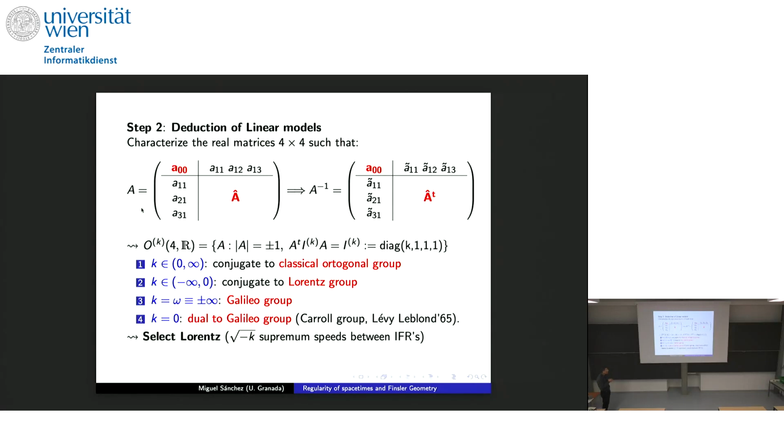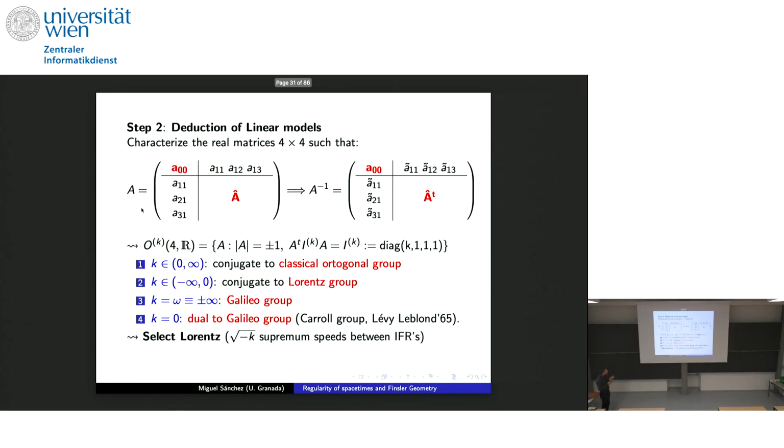on a parameter k. When this parameter k is positive, one obtains the classical orthogonal group. When it's negative, the Lorentz group, which is the infinitesimal Galileo group. And when it is zero, the dual of the Galileo group, which was called the Carroll group by Lévy-Leblond. Among these four classes, perhaps the Lorentzian one is selected because the square root of minus the parameter is interpreted as the supremum of speeds between inertial frames of reference.